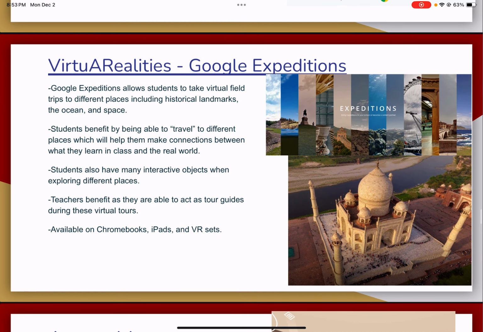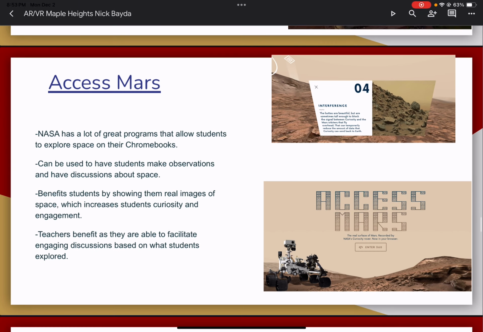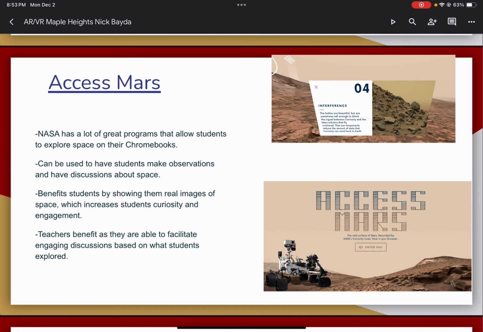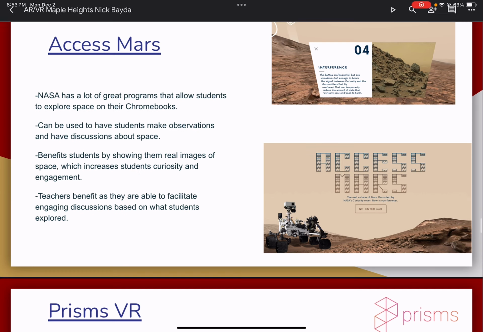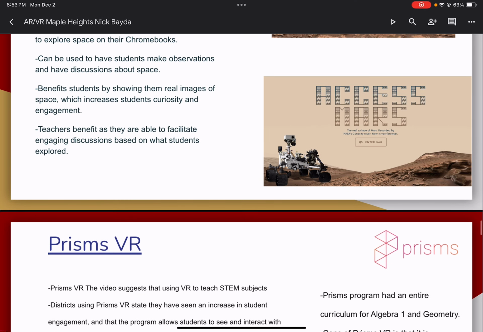The same goes for virtual realities, Google Expeditions. And this is one where I think it'd be great for history classes to take your students on field trips to different locations. In the past, with my STEM classes, I've used Access Mars. And even though I wouldn't quite call this AR or VR, I do think it's a great program that allows students to see what the rovers see on Mars.